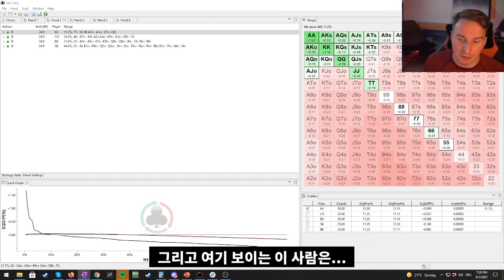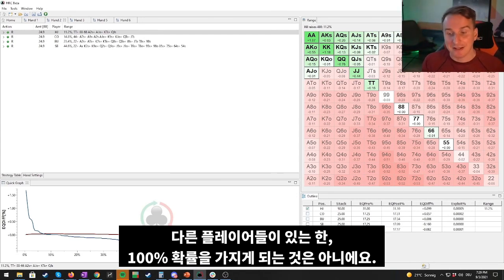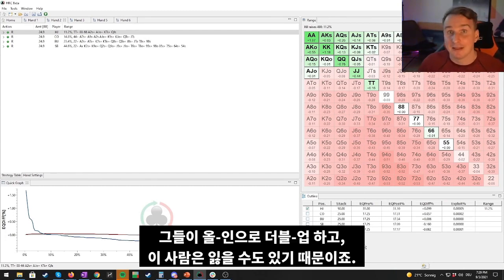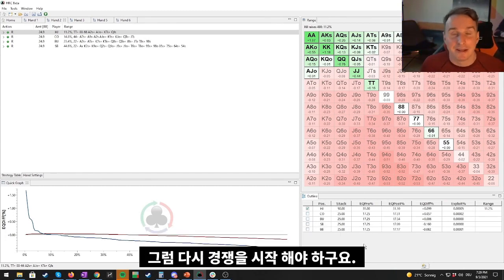And this is where we can now see that he's not going to have 100% likelihood as long as other players are involved, because there's still the possibility they double up, he loses an all in, and then it's back to a race.